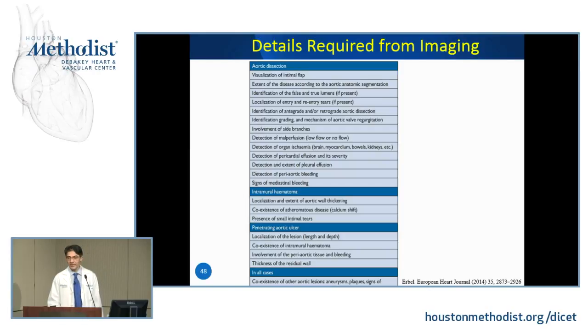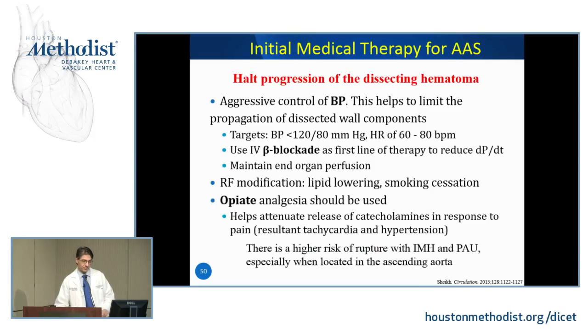Imaging, very important in these diseases. You get a whole host of important information that's important for us to talk about, from the flap, what vessels are involved, what organs are being compromised. Is there rupture? Is there perforation? Is there evidence of impending rupture? Things that we have to look for in order to notify our physicians.